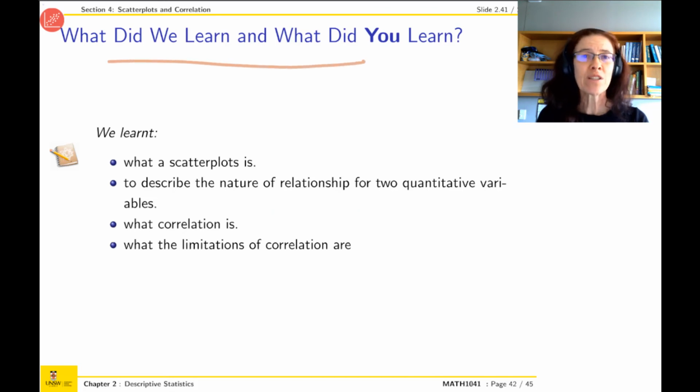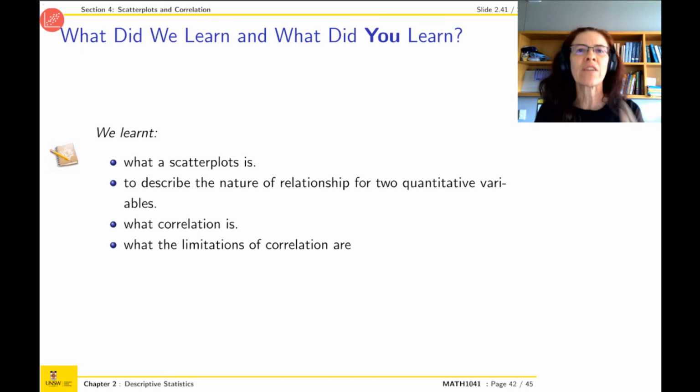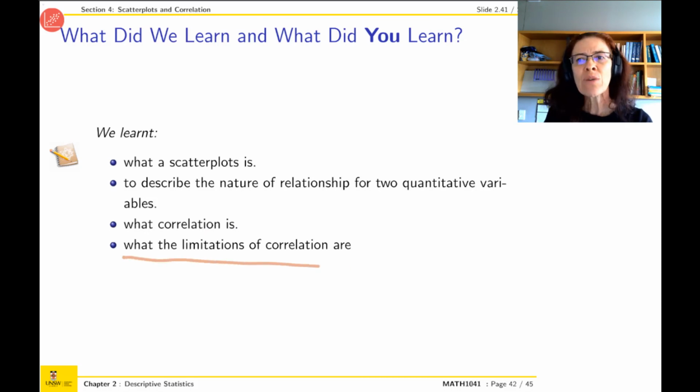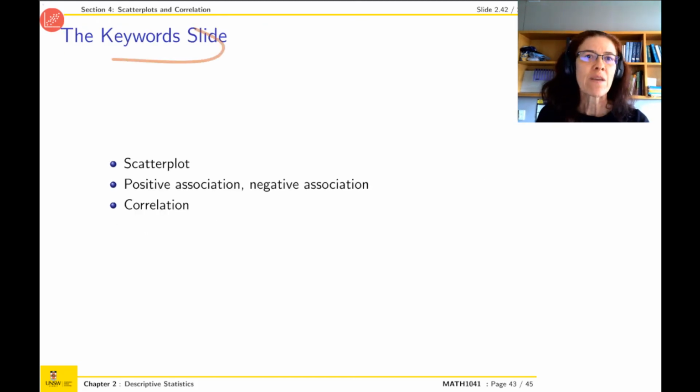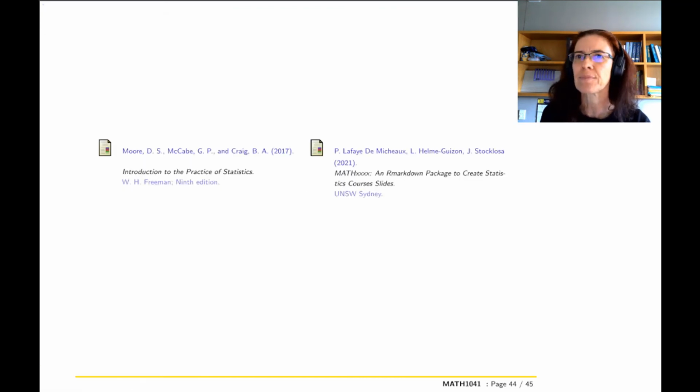So what did we learn? We learned what a scatter plot is. We learned to describe the relationship for two quantitative variables: existence, we call strong, linear, non-linear, increasing, decreasing. We learned what correlation is. This is why we really looked at the formula to try to understand. And we learned about the limitations of correlation, basically the warnings I just issued. Then when you go through this, make sure you know the keywords like scatterplot, positive association, negative correlation. When you hear those words, immediately some meaning should come to your mind.